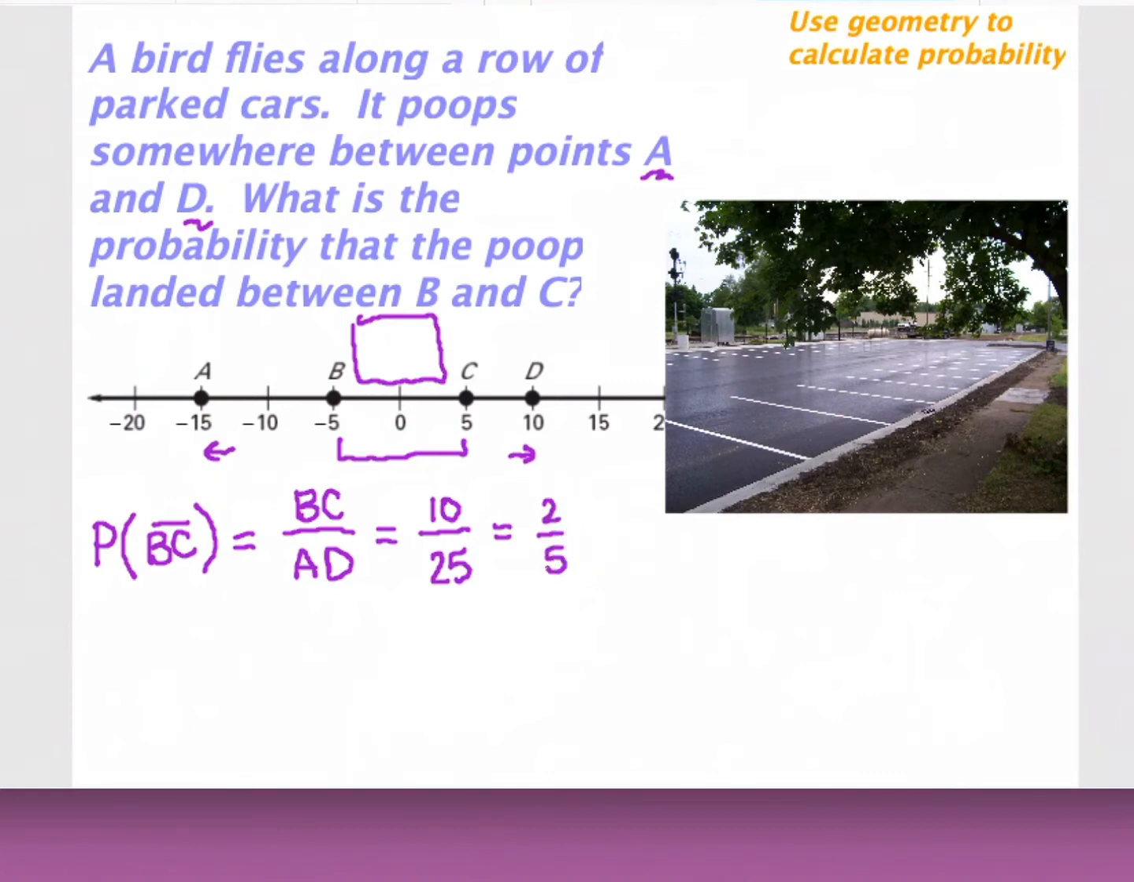What are some other ways we can write probabilities? We can put them as decimals. 2/5 comes out to 0.4, like 4/10. Or some people like to write that as a percentage. That would be a 40% chance of pooping between points B and C. All of those would be fine answers for that probability.